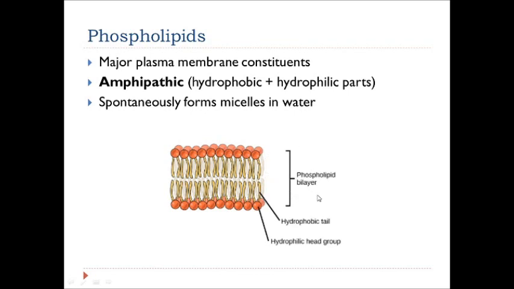In the cell, they have a phospholipid bilayer. The inner parts of the bilayer are the hydrophobic tails of the phospholipids, and the outer portions are these hydrophilic heads. So this helps to bring in polar molecules and keep out nonpolar molecules unless there is a channel in which they can pass.